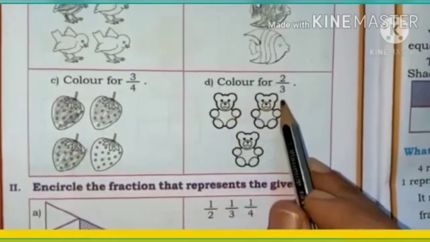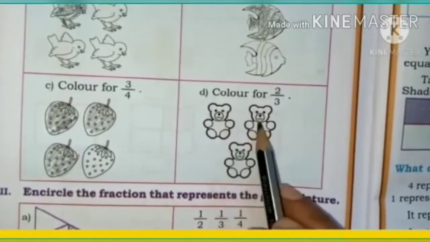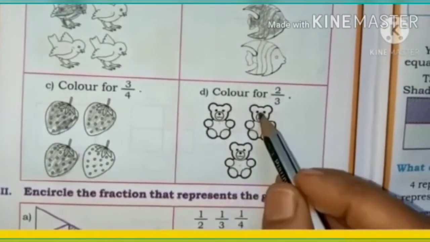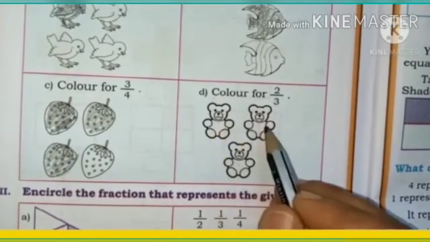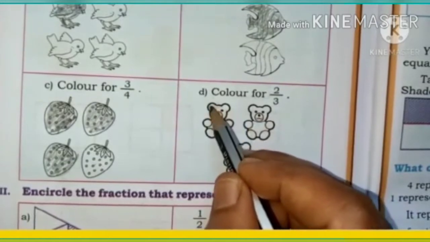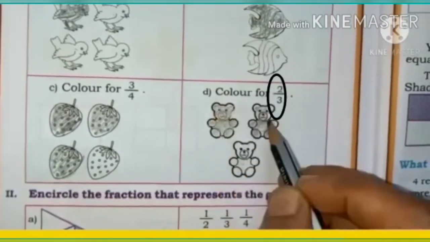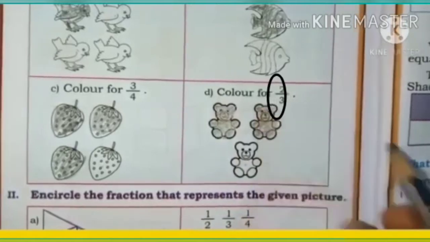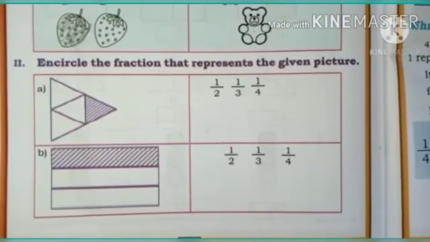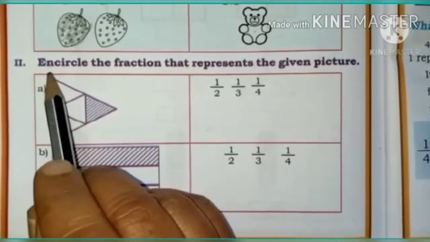Question D. Color for 2 by 3. There are 3 dolls. Now we color 2 dolls. So, the fraction form is 2 by 3 or 2/3. Now we are going to the second main.